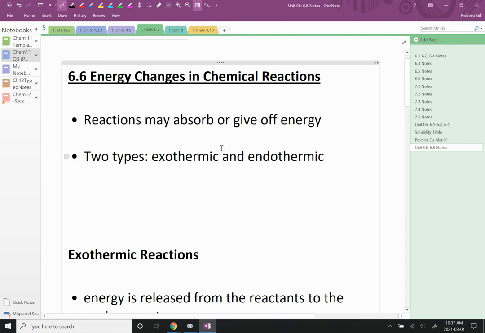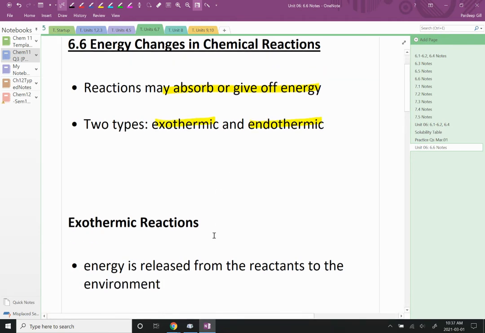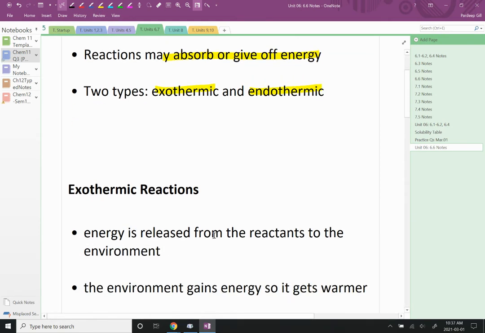Okay, so this lesson looks at the energy changes in chemical reactions. All reactions will absorb or give off energy to the environment. And there's two types that you will come across: exothermic reactions and endothermic reactions. So let's look at exothermic reactions.